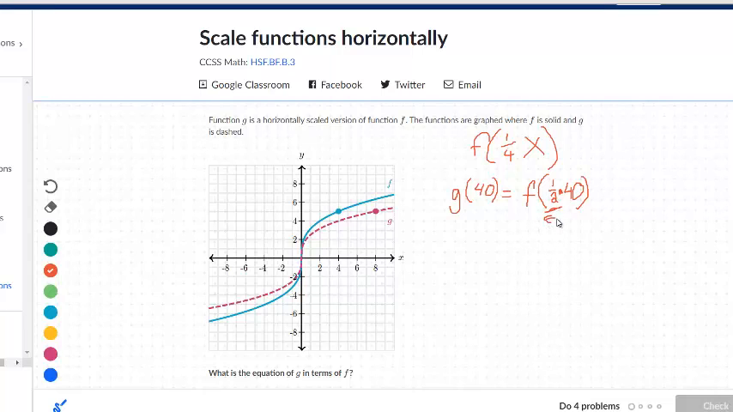So keep on remembering that this now is what's happening inside. Everything inside the parentheses is moving left and right. That includes if we are adding or subtracting a number, or if we have a negative in front here that's going to be flipping it. It's going to be doing our horizontal reflection.